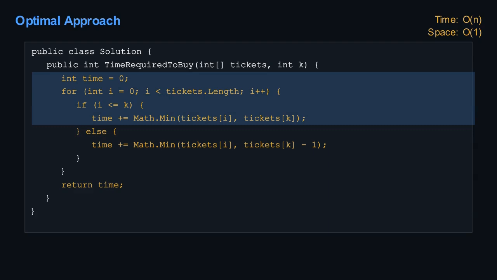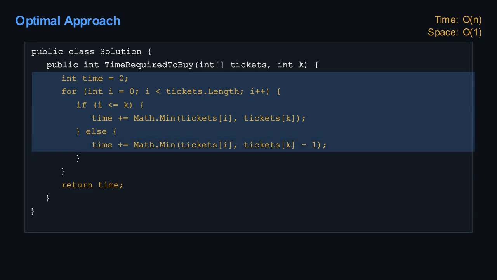For people after index k, they will buy one fewer round of tickets because our target person k will finish before they get their final turn. Thus, they contribute the minimum of their tickets needed and the target person's tickets minus 1. We iterate through the array once, applying this logic and accumulate the time.